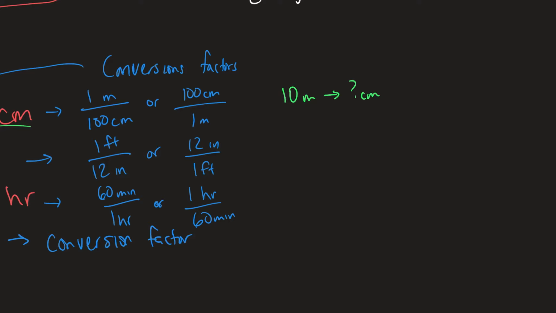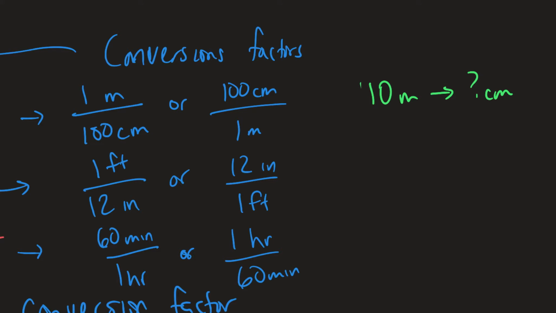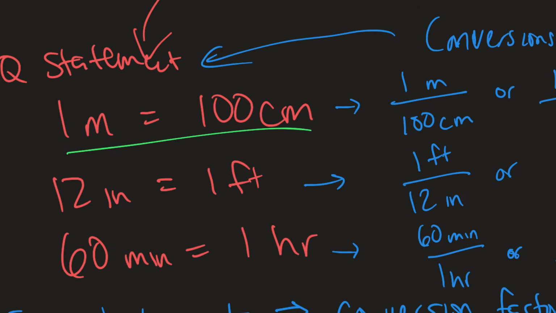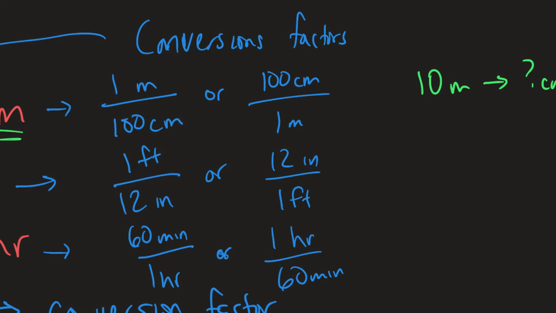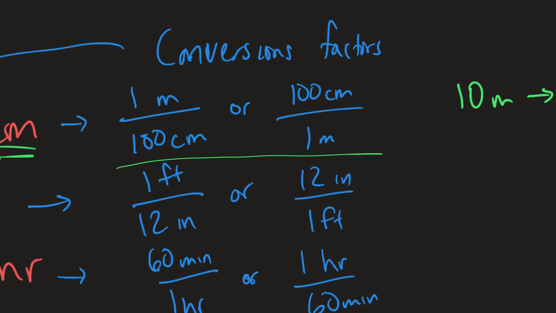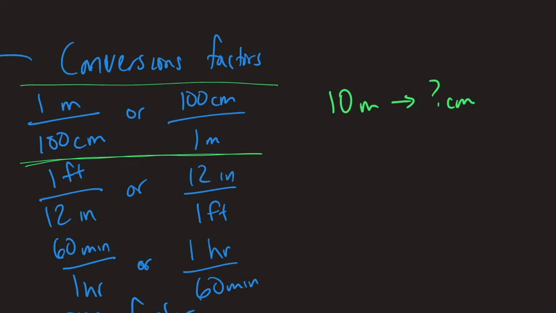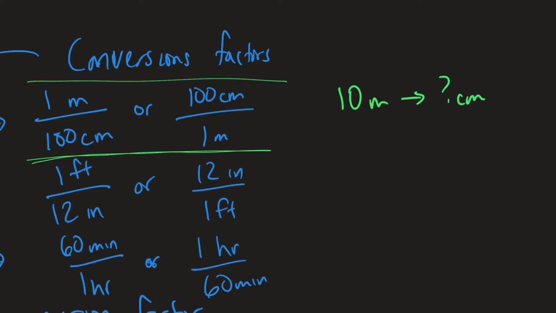Before we get to the conversion factors, we realize the relationship between meters and centimeters is this: for every 1 meter, there are 100 centimeters. You change those to your conversion factors. So there are two different conversion factors that we could possibly use, and we have to use one of them. Either it's 1 meter over 100 centimeters or 100 centimeters over 1 meter. So which one to use? We're going from 10 meters to centimeters.